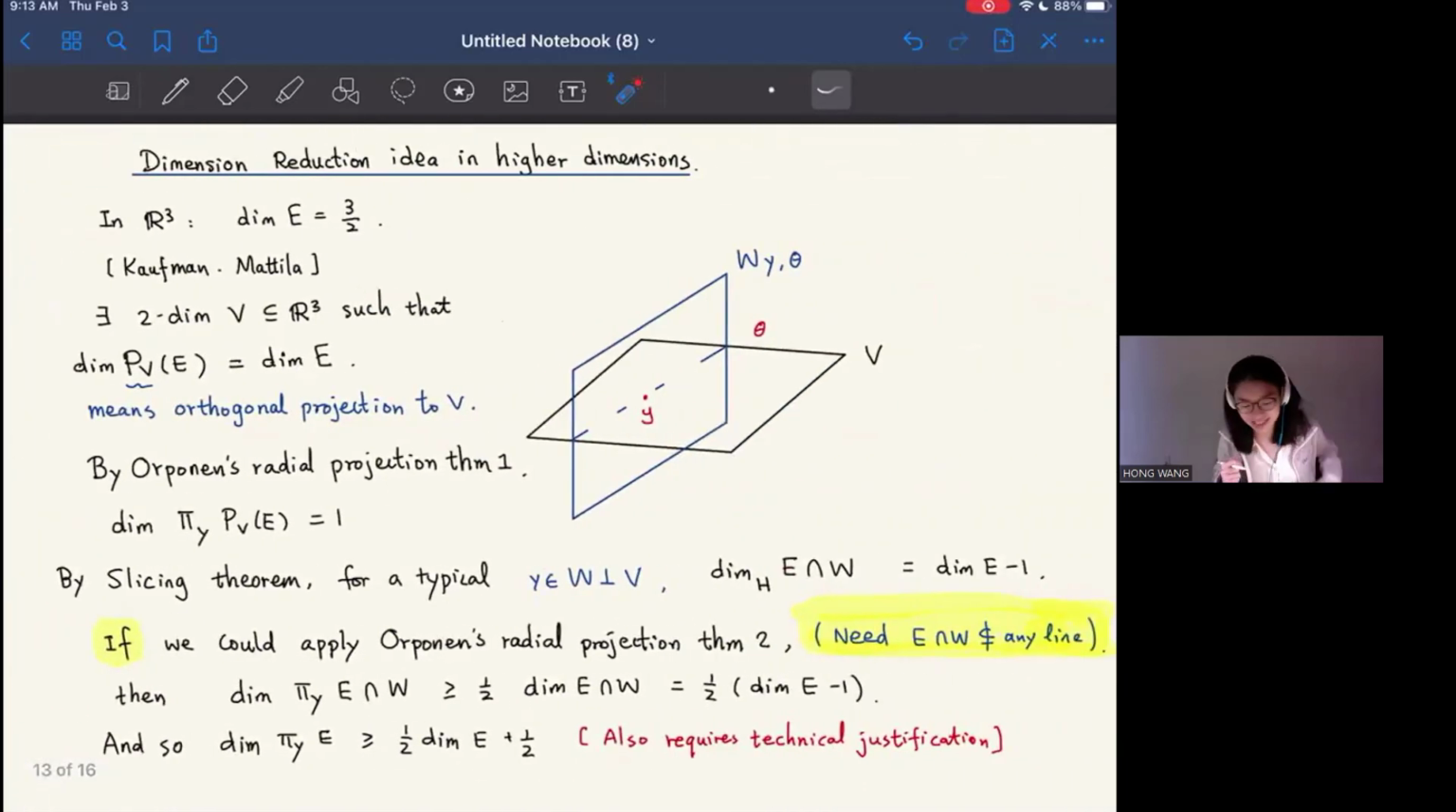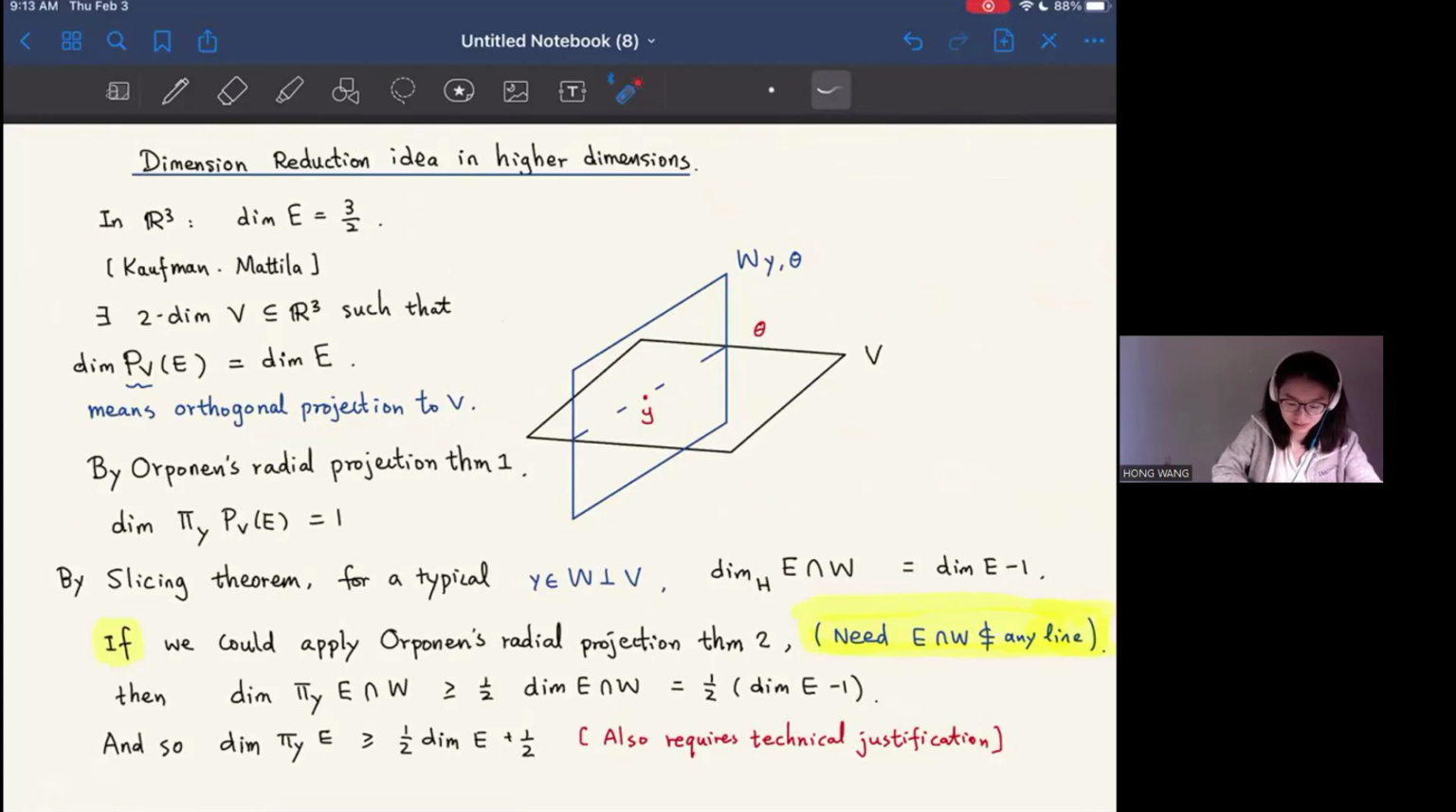I have 2 minutes left. I still want to say something about the dimension reduction idea in higher dimension. And this idea was introduced in our joint paper with Yosevich, O, and John. It looks simple, but to make it work, it requires a lot of technical justification.